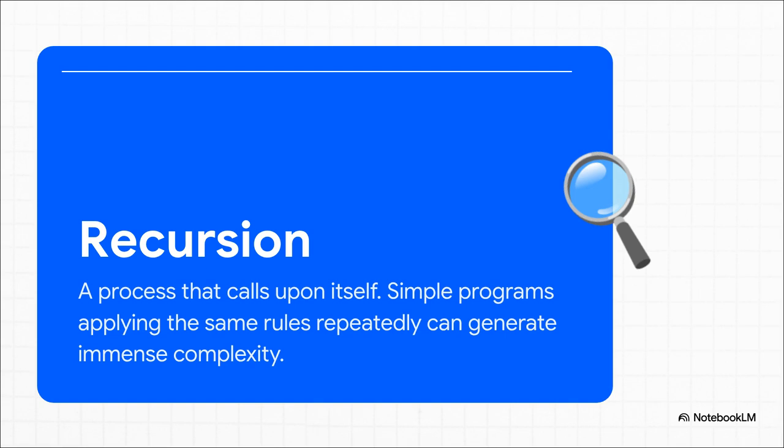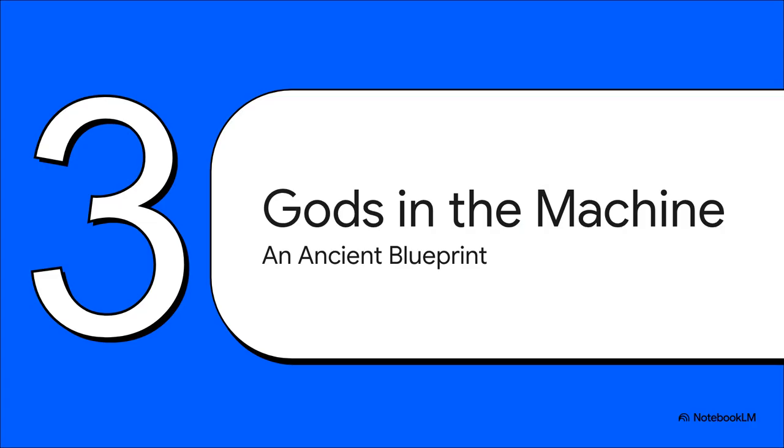The whole idea is that you have a process that calls upon itself. Think of a fractal. That's the core concept. The entire Æonic system is built on this beautiful idea of self-reference, growing infinite, complex detail from just one simple seed. Okay, so if recursion is the engine, what's the blueprint?